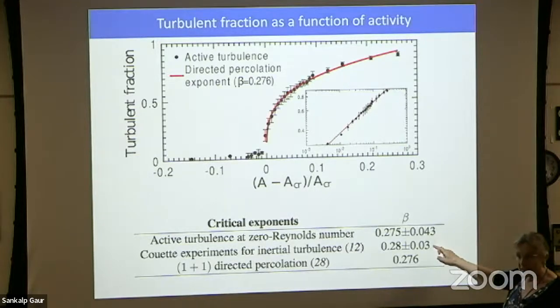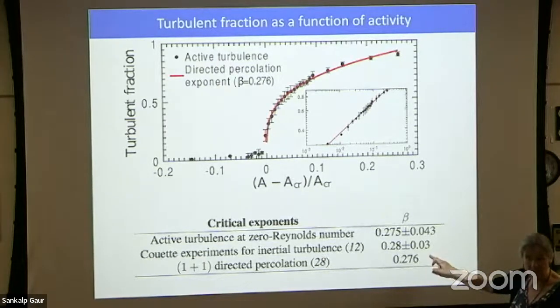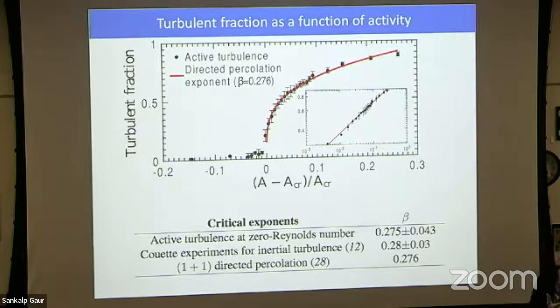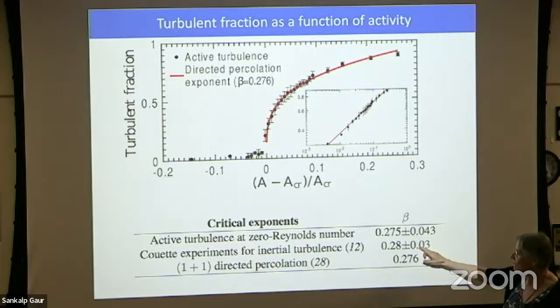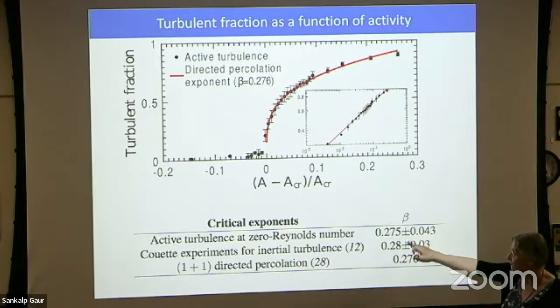If you look at inertial turbulence, so this is real turbulence, you get the transition to real turbulence in a channel. You can measure the critical exponent for that as well. And again, it's the same. It's within the directed percolation universality class. And you'll hear a lot more about this when you have the lectures in a couple of weeks' time.